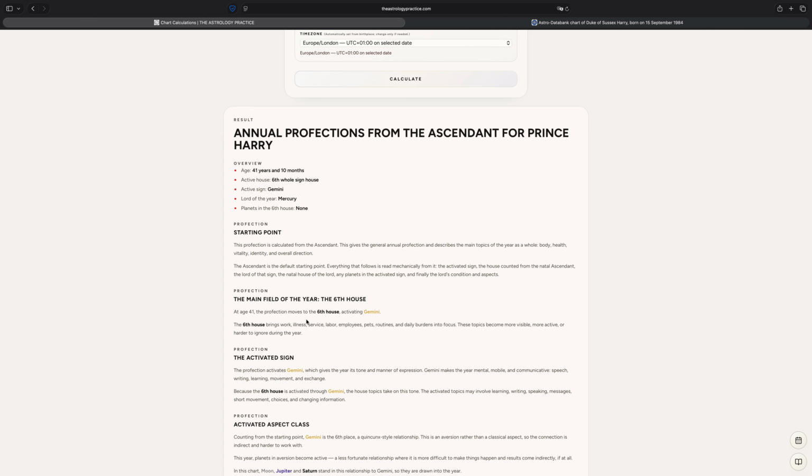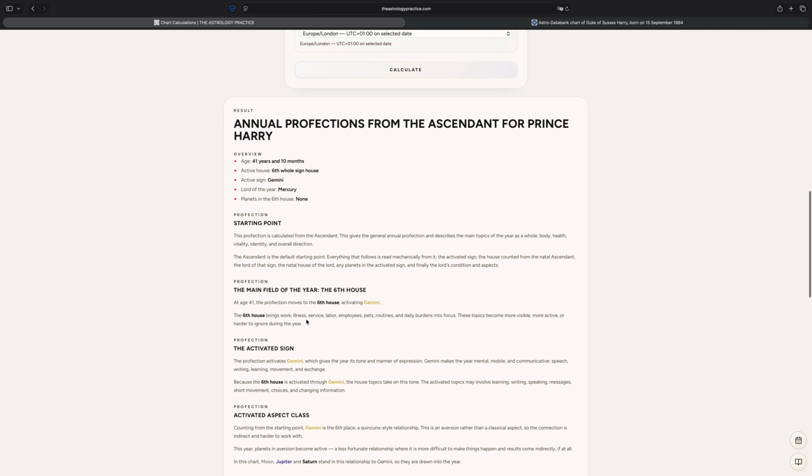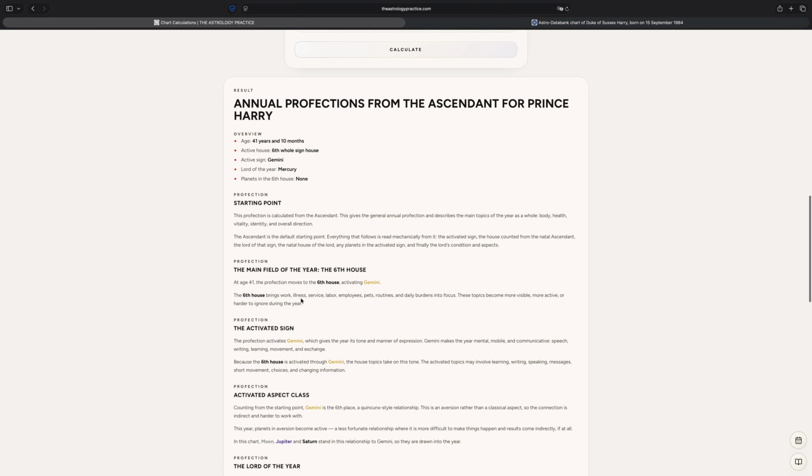The active house is Gemini, and the Lord of the Year is Mercury, and there are no planets in the sixth house. So this method is pretty much telling you, for now you are in a sixth house profection. You look at things related to the sixth house. Gemini is activated, so Gemini significations are activated, and Mercury is active, and the ruler of the year will sort of set a tone for the year and for what that year will be remembered, what the year will be about.